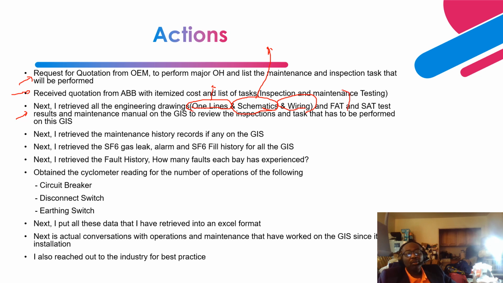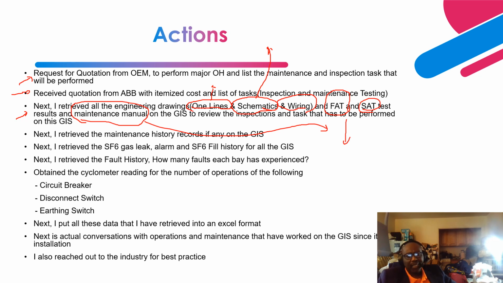What I also did was obtain the factory acceptance testing results and also the site acceptance testing results, during and after installation and startup of the GIS. Then I went ahead and beyond that, basically obtained the maintenance manual on the GIS. So what is the maintenance manual going to tell me?